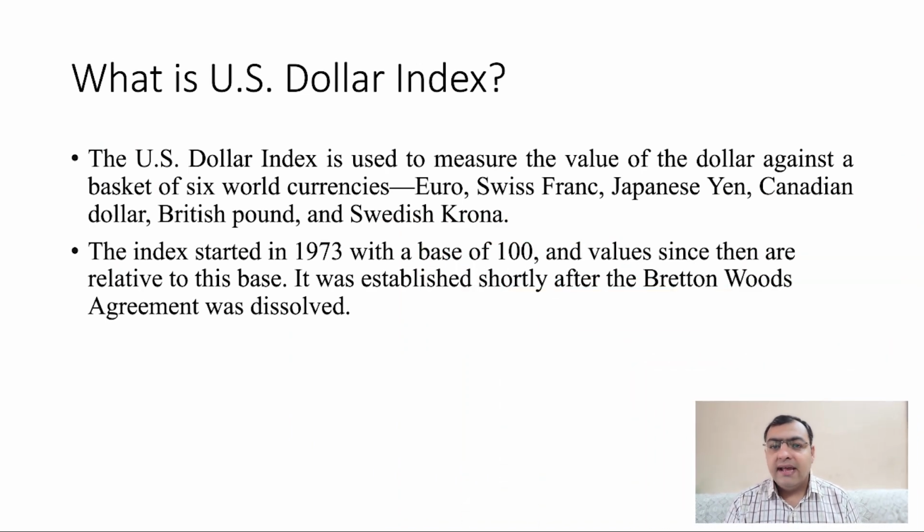So basically, the dollar index is used to measure the value of the dollar against six currencies, which are the euro, Swiss franc, Japanese yen, Canadian dollar, British pound, and Swedish krona. The index started in 1973 with a base value of 100. It was established shortly after the Bretton Woods Agreement was dissolved, and since then the value of the dollar is being tracked with the term called dollar index.